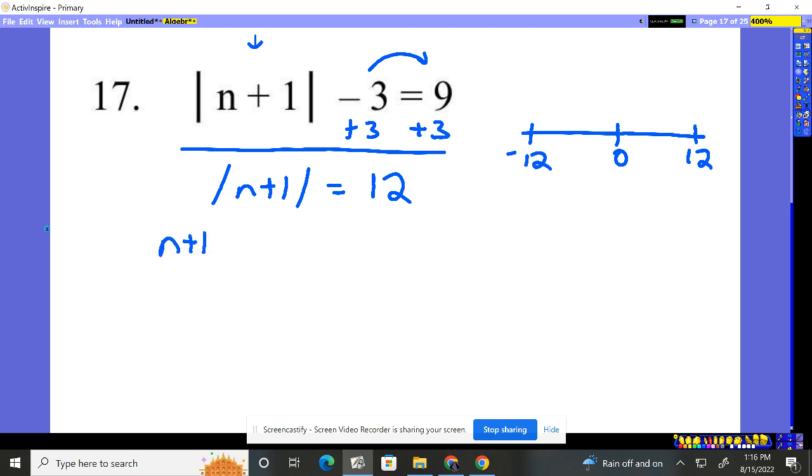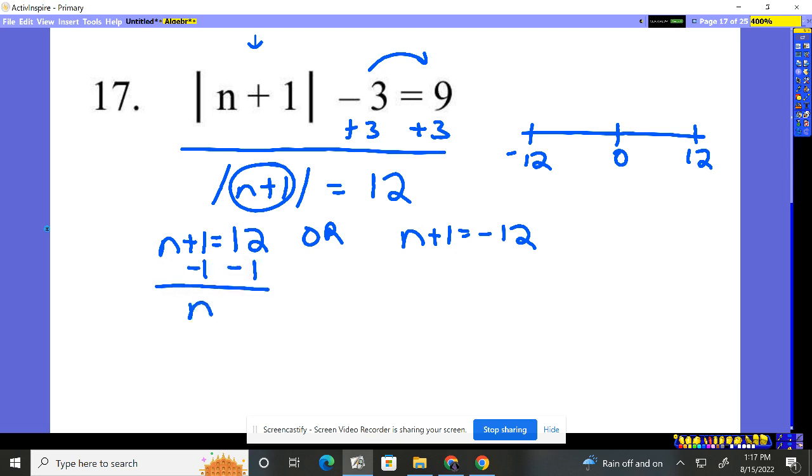So, hey, we're going to set that n plus 1. It could be a positive 12, but what else could be inside here? It could be a negative 12 in there because the absolute value of negative 12 is 12. So we're looking at where it's positive 12 or negative 12. That's how we always do these problems.